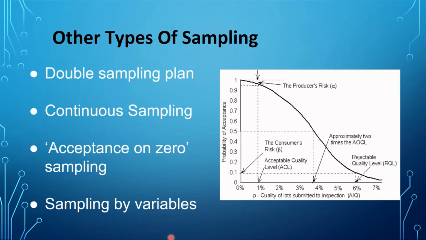Then there is sampling by variables, in which we classify the sample on the basis of the variables such as product length.